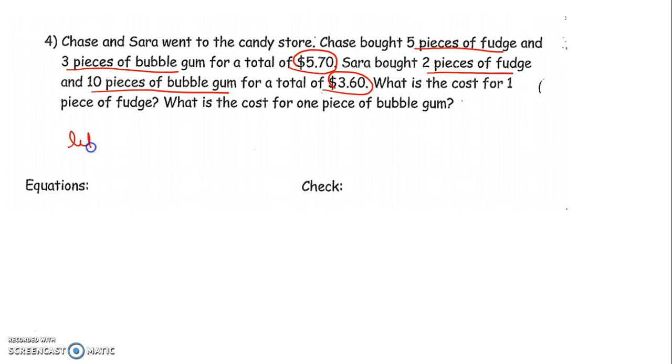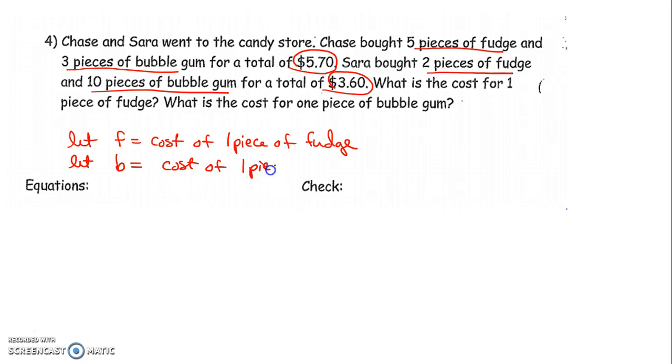Okay, so we could let F equal the cost of 1 piece of fudge, and we could let B equal the cost of 1 piece of bubble gum. Now we're ready to go ahead and write our equations. So Chase bought 5 pieces of fudge, so he did 5 times the cost of 1 piece of fudge.